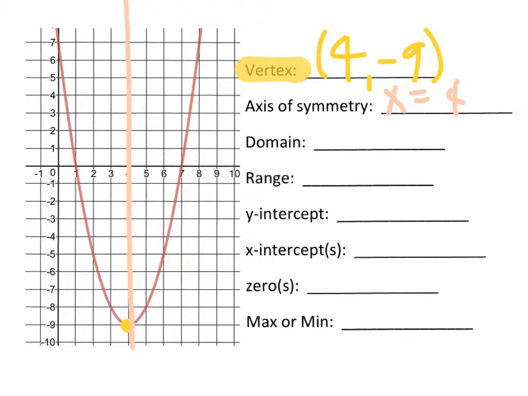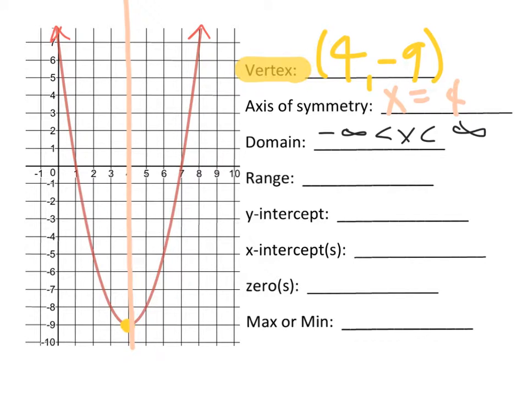My domain is always, every single time, negative infinity is less than x, which is less than infinity. And what that means is that my graph just goes on forever and ever, and it doesn't stop getting wider. So what we see here isn't the end of the graph. This graph actually keeps going, so we could draw some arrows there. And as this graph grows, it's just going to continue to get wider and wider, and it's never going to stop getting wider.